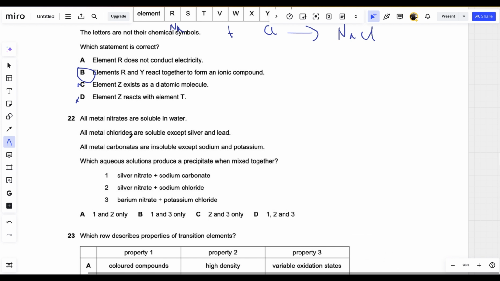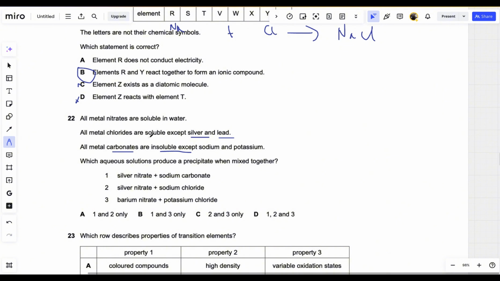22A says all metal nitrates are soluble in water. All metal carbonates are insoluble in water, except sodium and potassium. But nitrates are all soluble. All metal nitrates, like potassium nitrate, calcium nitrate, sodium nitrate, are all soluble in water, meaning they dissolve in water.